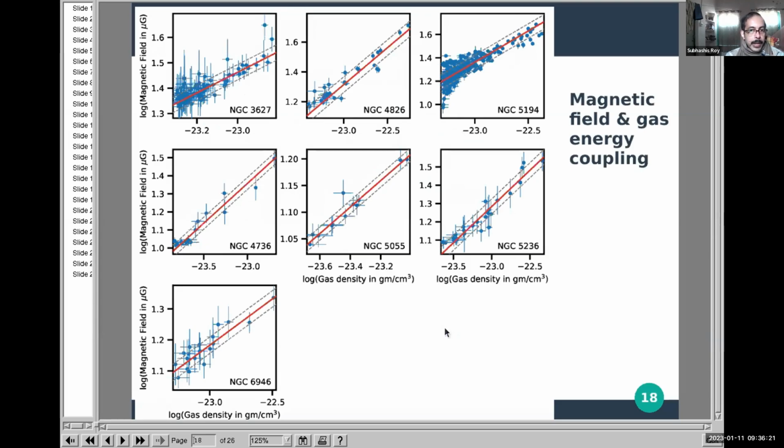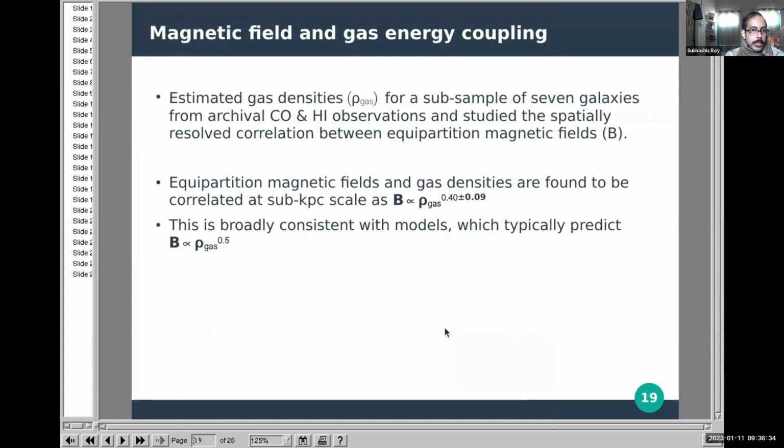We also want to study the magnetic field and gas energy coupling. This is shown here: again, log of magnetic field versus log of gas density, where the expected index is 0.5. The gas density rho was estimated for a sample of 7 galaxies from archival CO and HI observations, and its correlation with B studied. You find B is proportional to rho gas to the power 0.4 plus minus 0.09. This is broadly consistent with models, which typically predict, like Chandrasekhar had predicted almost 70 years back in the 1950s, that B is proportional to rho gas to the power 0.5.